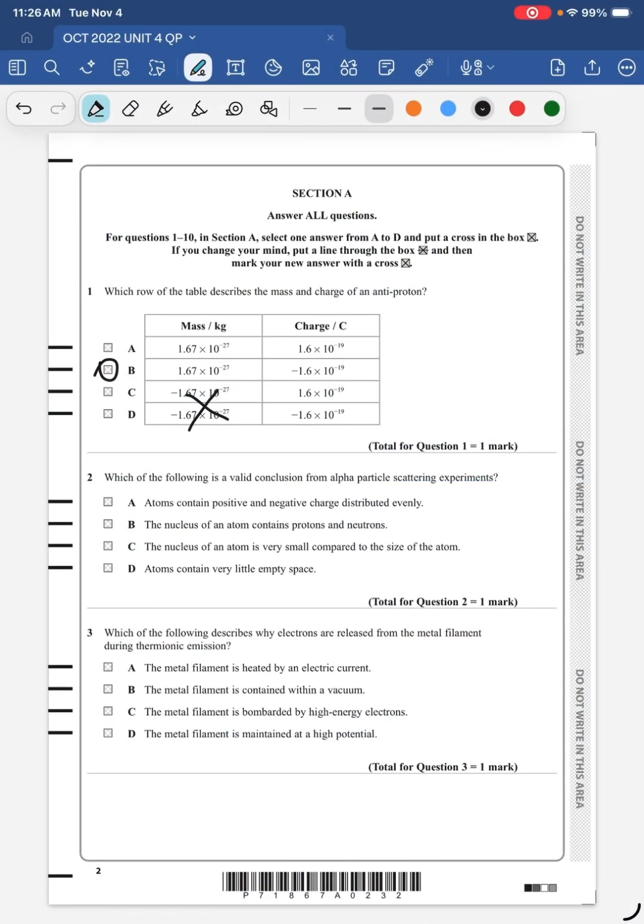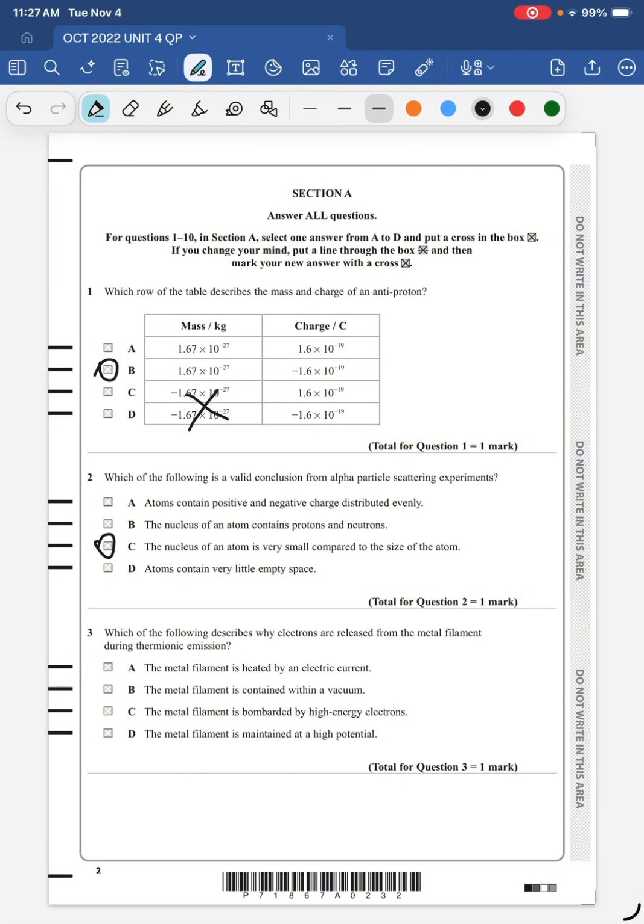Okay, I was correct. Good. Anyway, let's go back. Option C, the nucleus of an atom is very small compared to the size of the atom. That sounds good. Let's see option D, atoms contain very little empty space. That's totally wrong. So C is the correct answer.